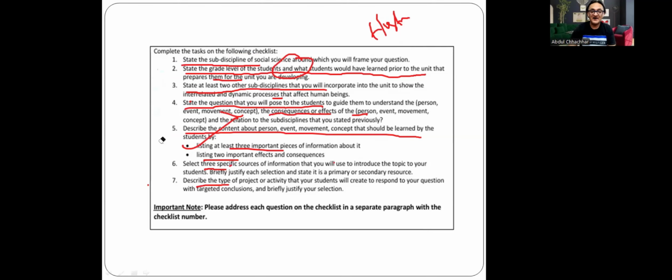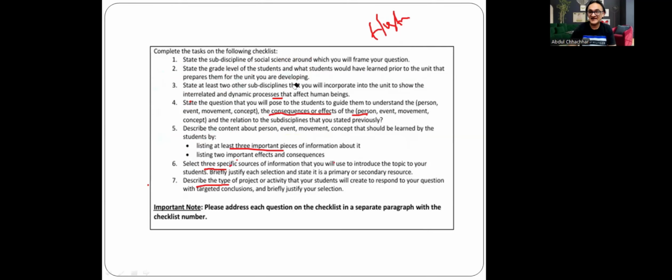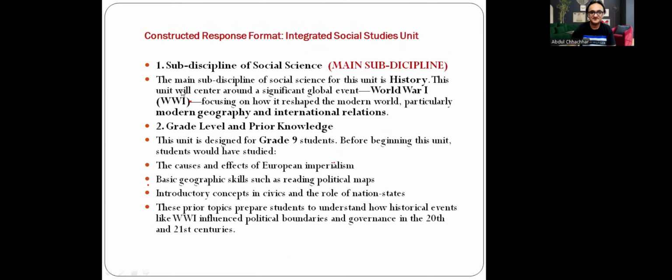So you have to do these seven things, okay, in a sequence. The format does not matter; your information matters. How can it be? Number one, they said constructive response, okay, subdiscipline. So the subdiscipline of the social science, the main discipline, is history. The one which is given, I'm going to design accordingly.